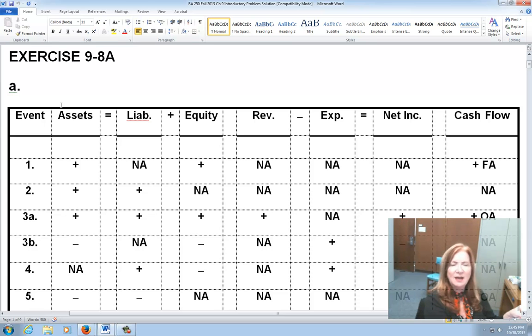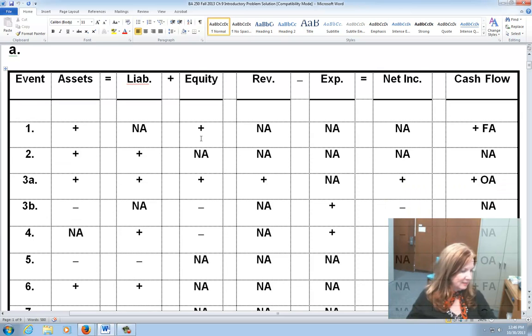It has 10 events that are given to us. Requirement A is to show the effect of these transactions on the financial statements with this horizontal analysis that we've done before. Then prepare the journal entries for those transactions, prepare an income statement, balance sheet, statement of cash flows, and determine the total amount of liabilities. So we're going to do a liability schedule at the end of these transactions.